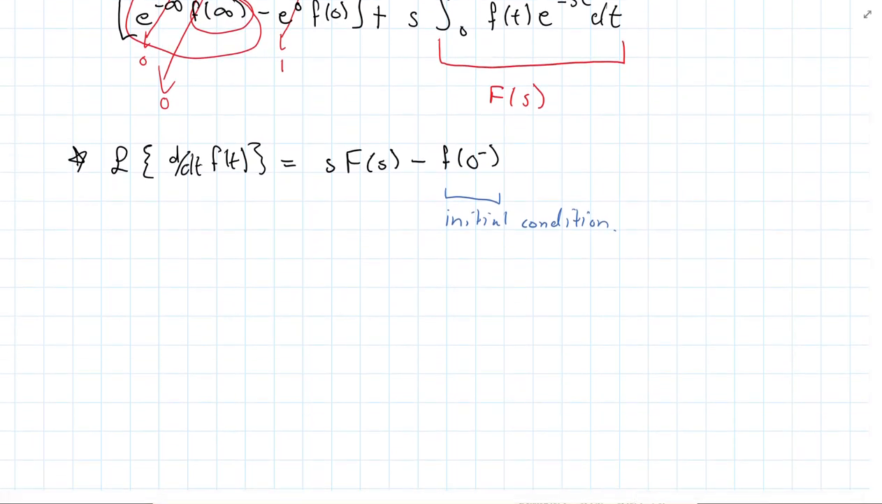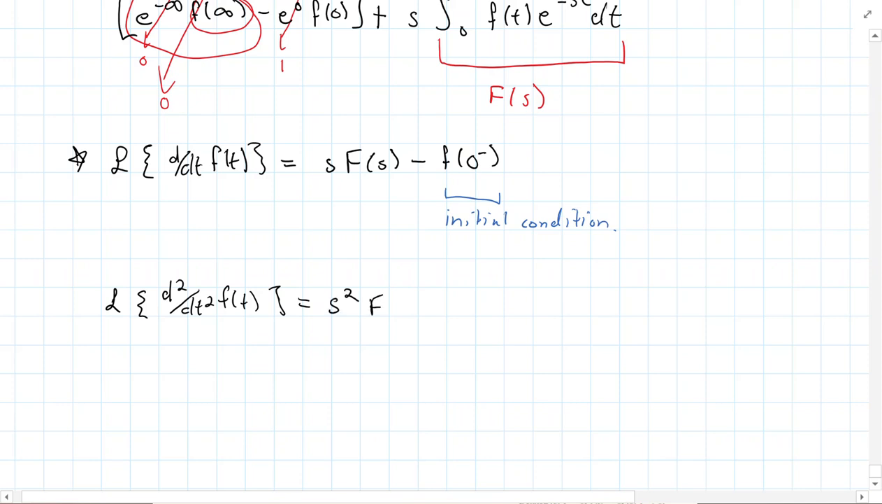Now we can extend this. I'm not going to do the proof of this, but we can extend this to higher order derivatives. For instance, the second derivative. Now, you just have to do integration by parts twice. I'm not going to do that, but what you'd wind up with is s squared F at s minus s f at 0 minus f prime at 0. So we have two initial conditions now.